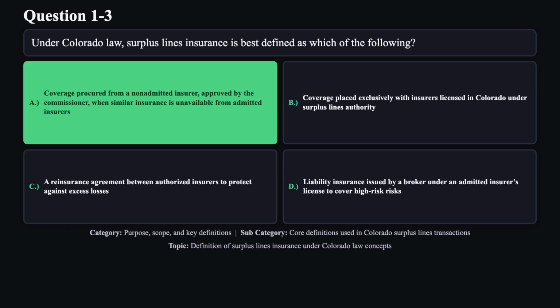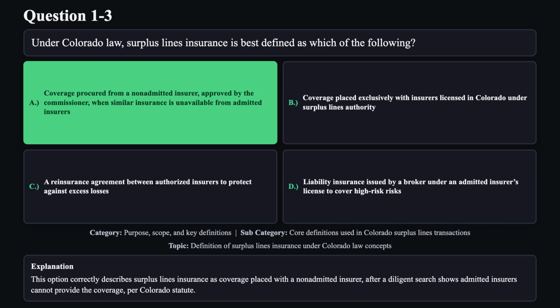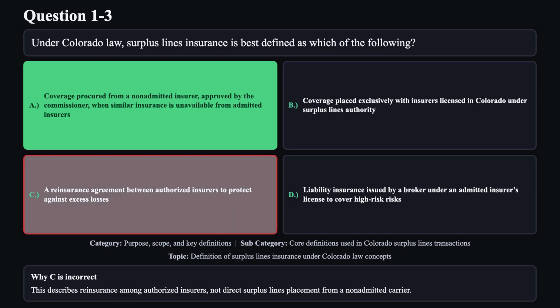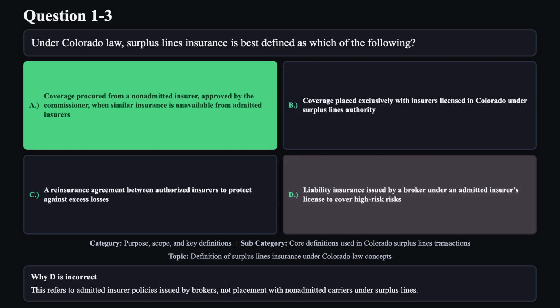The correct answer is A. This option correctly describes surplus lines insurance as coverage placed with a non-admitted insurer after a diligent search shows admitted insurers cannot provide the coverage, per Colorado statute. Reason B is not correct. This describes coverage with admitted insurers rather than placement with non-admitted insurers when admitted options fail. Reason C is not correct. This describes reinsurance among authorized insurers, not direct surplus lines placement from a non-admitted carrier. Reason D is not correct. This refers to admitted insurer policies issued by brokers, not placement with non-admitted carriers under surplus lines.